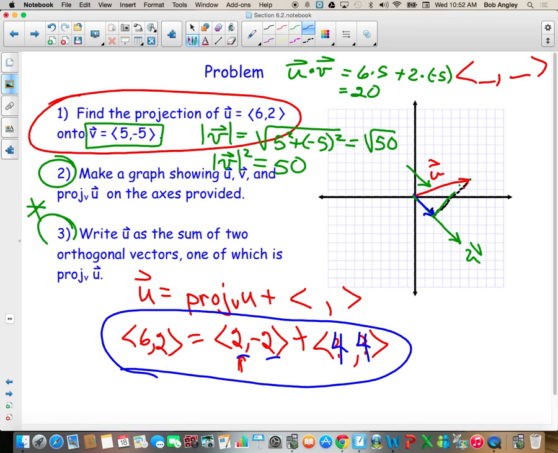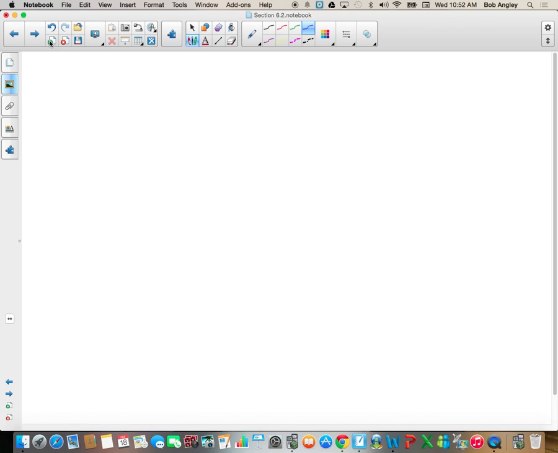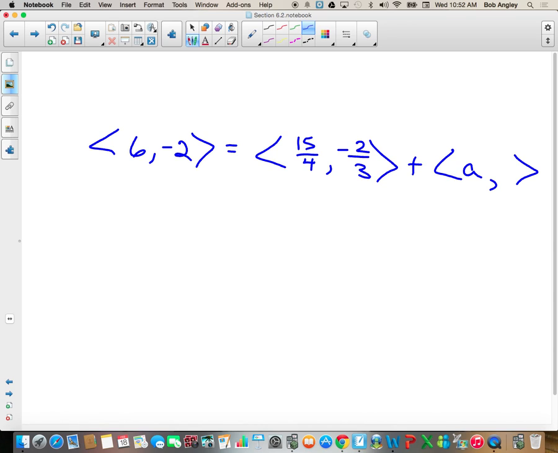Now, let me get you to practice something here. Suppose that I had the vector 6, -2, and let's say that our projection turned out to be 15/4, -2/3. Again, we're just assuming it did that. So now the question is, what do I get here? I'm going to just put an A and a B there. For us to get this right, all we're going to do is take the first thing here, the first thing here, the first thing there. So 6 equals 15/4 plus A.